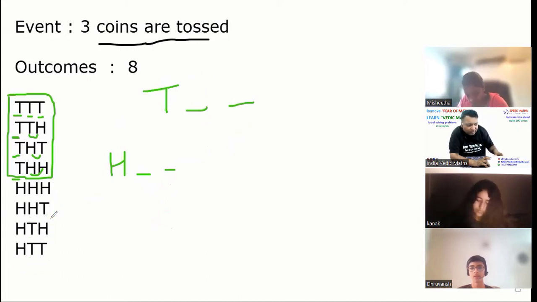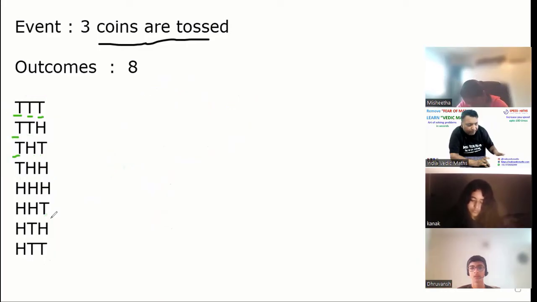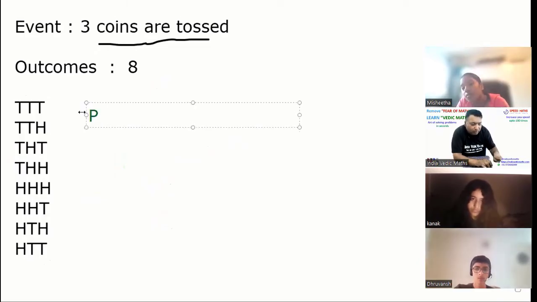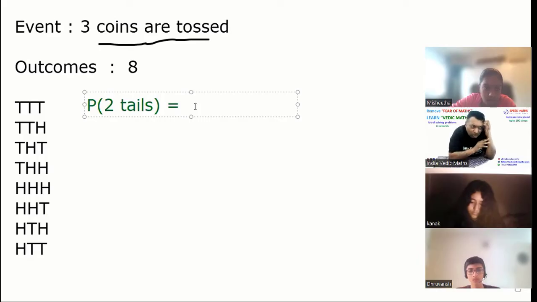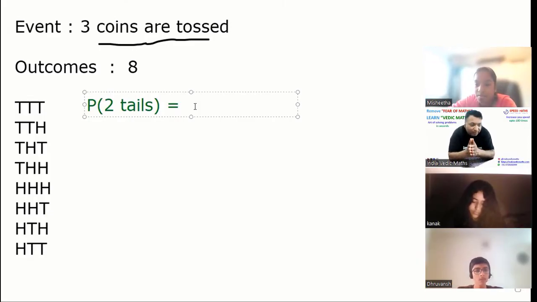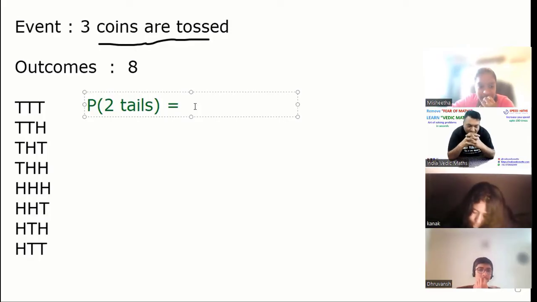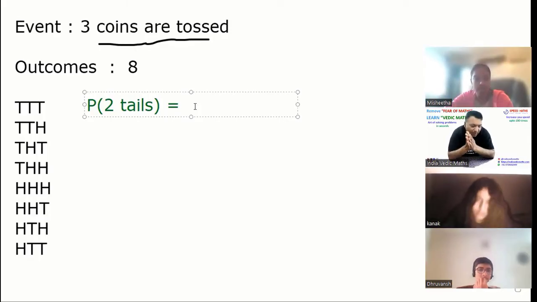The first question is, what is the probability of getting 2 tails? Answer over chat quickly, guys. Every question 10 seconds. That's it. 3 coins are tossed simultaneously. What is the probability of getting 2 tails? When I say 2 tails, it has to be exactly 2 tails. No more, no less, Nishita. I know you are about to ask the same thing, right? 2 tails means exactly 2 tails. Everybody should write your answer. What is the probability of getting 2 tails when 3 coins are tossed simultaneously?